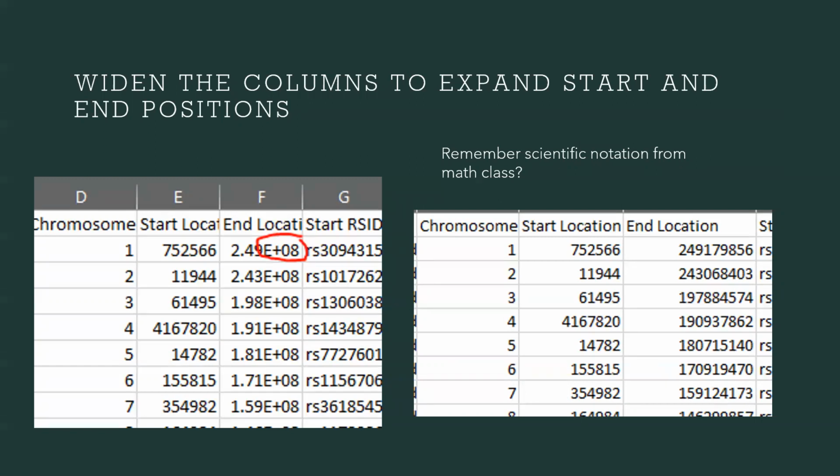Most of the time when I've downloaded this, it's been column E and F. Do you see where it says end location in column F? And it has scientific notation there. It's 2.49 times 10 to the 8th power. You want to expand that column so that it looks more like what's on the right: 249179856. So you want to expand that number so that you can see the end positions and not do approximate scientific notation. Most of you probably don't remember that from school anyway.